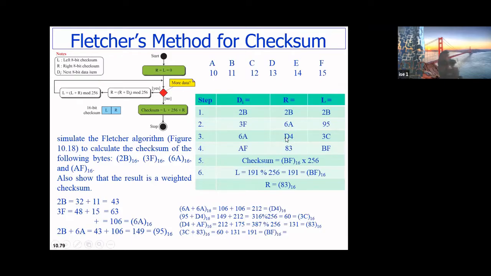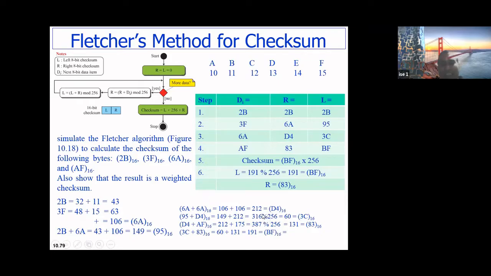Have you understood till this level? This plus this is equal to D4. Now next step is this L plus R. So L plus R is nothing but 95 plus D4. 95 was nothing but 149, and D4 is nothing but 212, which is nothing but 316. Now this 316 is bigger than 256, so I can apply the mod operation.